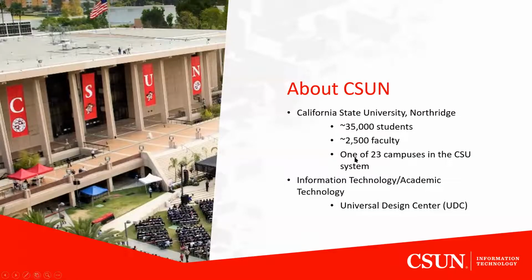So about Cal State Northridge, we are a large public state institution with about 35,000 students and 2,500 faculty, which is a pretty large population. We are one of 23 campuses in the Cal State system, which, as many of you know, is the largest state system in the country.